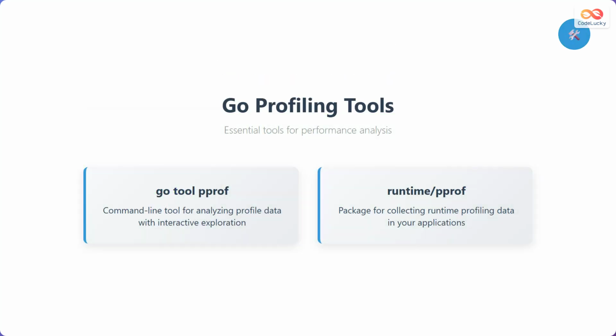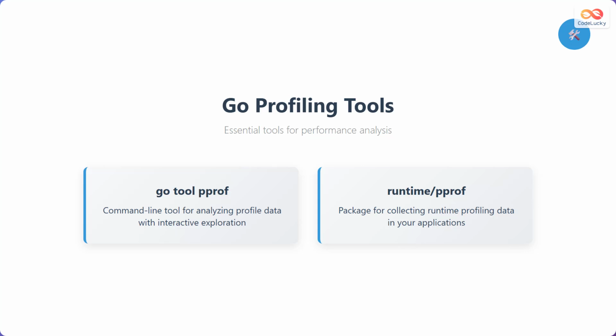Go provides two essential tools for profiling applications. The first is go tool pprof, which is a command-line tool for analyzing profile data with interactive exploration capabilities. This tool allows you to examine CPU profiles, memory profiles, and other performance data in various formats. You can generate flame graphs, view top functions by resource usage, and drill down into specific performance bottlenecks.